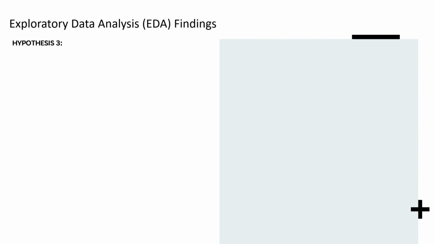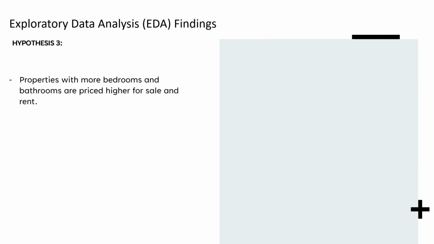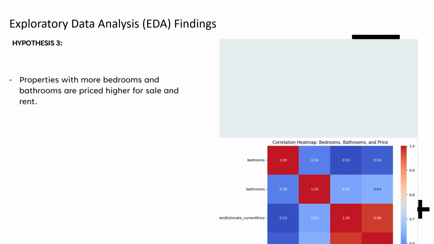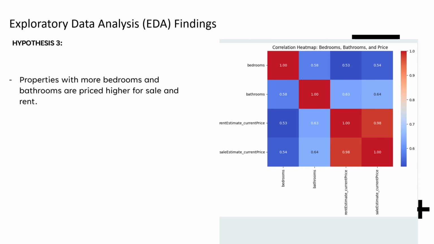To explore this dataset further, we decided to include a third hypothesis. We predicted that properties with more bedrooms and bathrooms would be priced higher for sale and for rent. In order to investigate this, we decided to use a correlation heat map as our visualization technique. This is because correlation heat maps are a very robust way of investigating simple relationships.